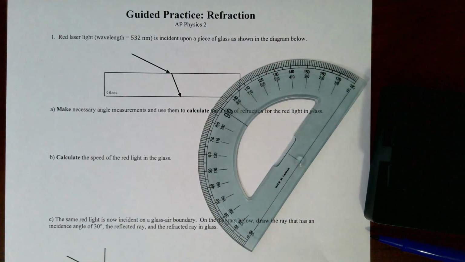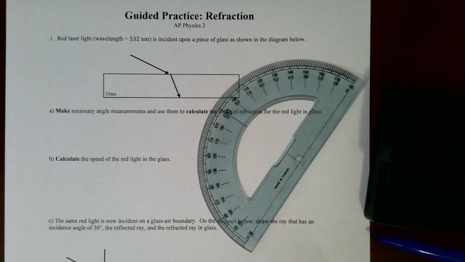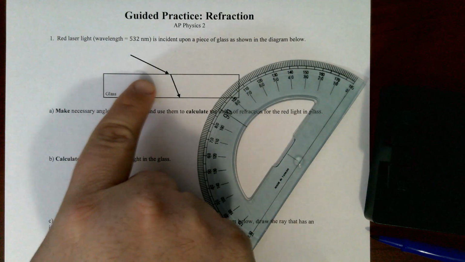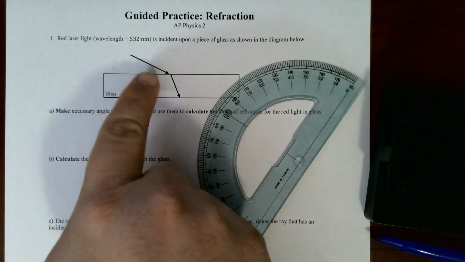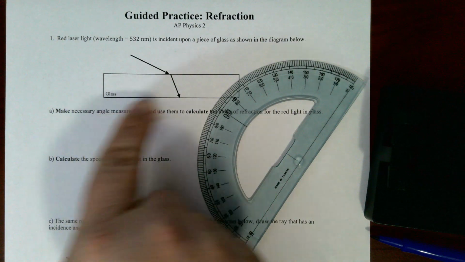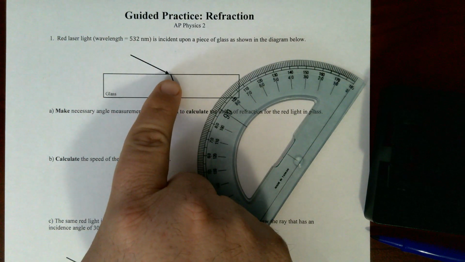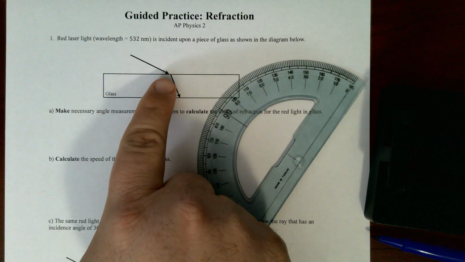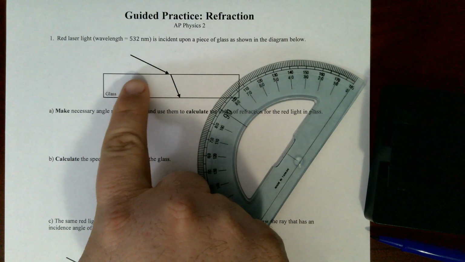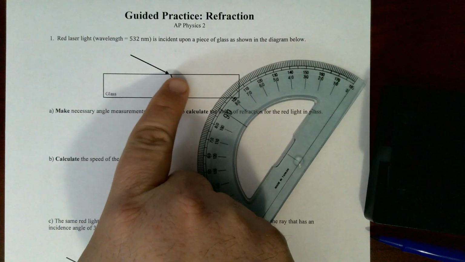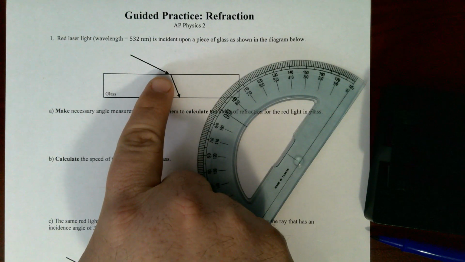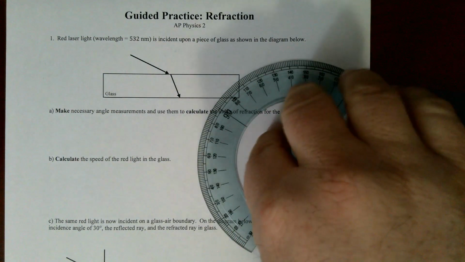In this particular case, we're going to make measurements of angles for light, in this case red laser light, that is incident on this piece of glass in the picture. It is important to remember that when we measure angles in optics, we always measure from a normal, because this line right here may not actually be a line. It may be a curved surface, and we want rules that will always work.